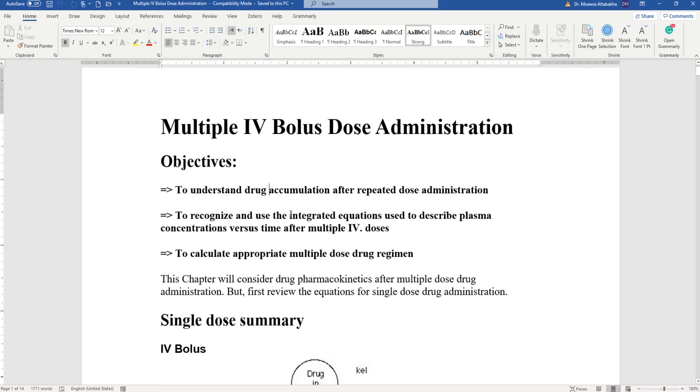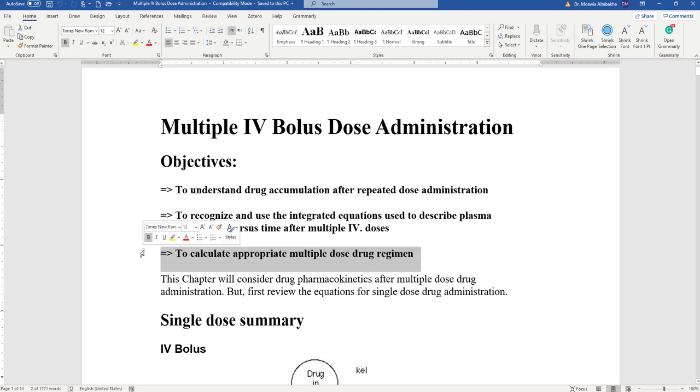We need to understand the integrated equation that we will be using to calculate the concentration at any time following n dose. N means, for example, the first dose, second dose, fifth dose; following the n dose, for example the fifth dose, n equals 5.